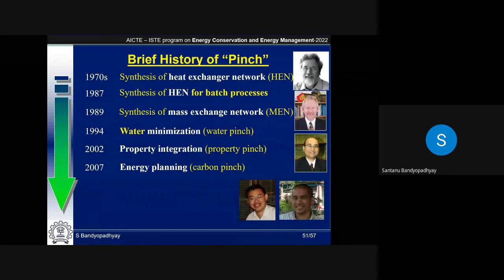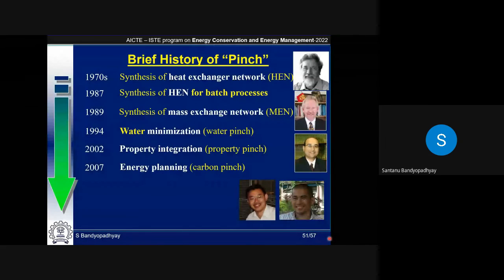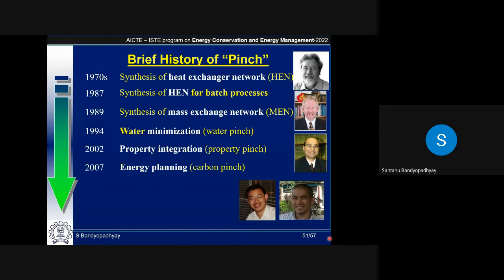These are two colleagues of mine. This is Professor Raymond Tan from Manila, Philippines, and this is Professor Dominic Fu from Malaysia. They came up in 2007 with another interesting application called energy planning, or carbon-constrained energy planning, sometimes also called carbon pinch, and how you can design the power systems or energy systems at large so that you can conserve carbon dioxide emission.